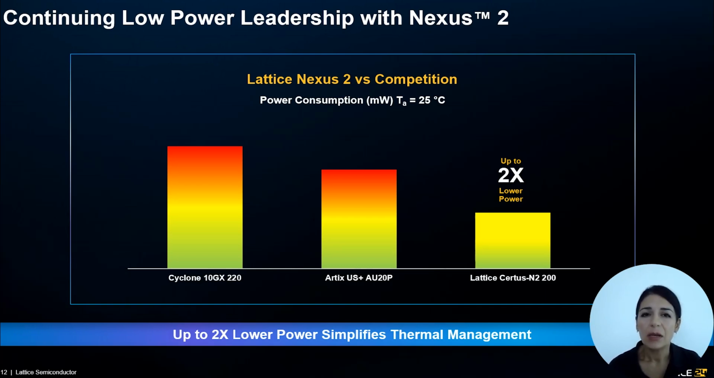Continuing on and building upon our low power leadership, looking at Nexus 2 Certus N2, the power consumption will offer up to 2x lower power compared to other FPGAs of similar class, similar size that are available today. And as we saw in the case study, the value of low power translates to simplified power network, thermal management, power, cooling. So huge value, and we continue to drive in this space with our next generation of products.